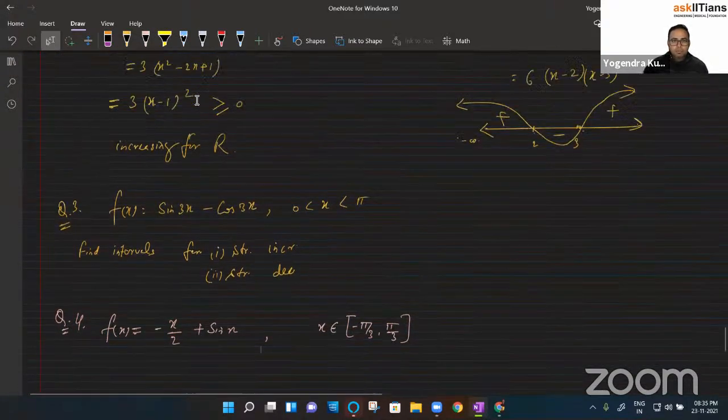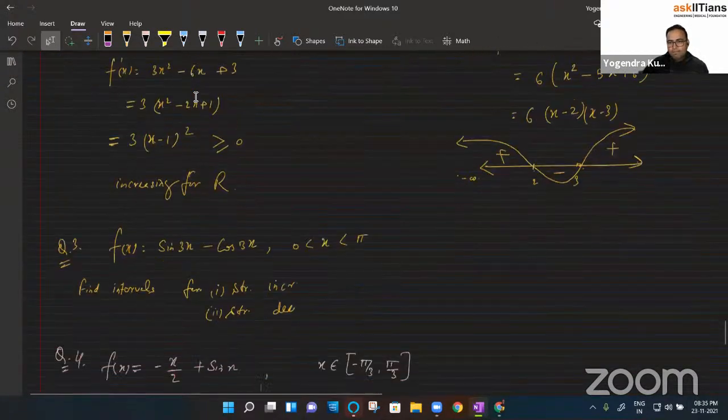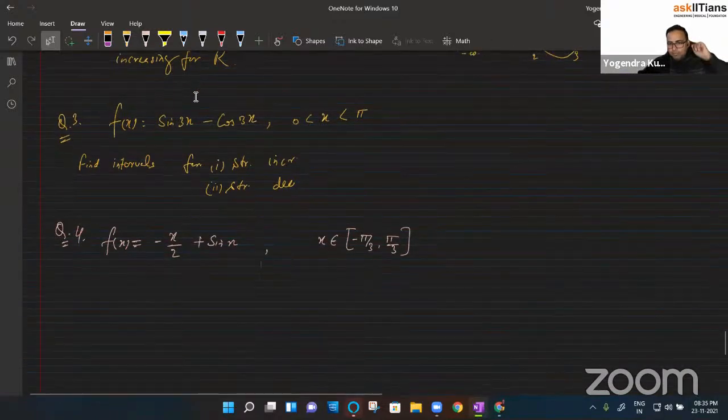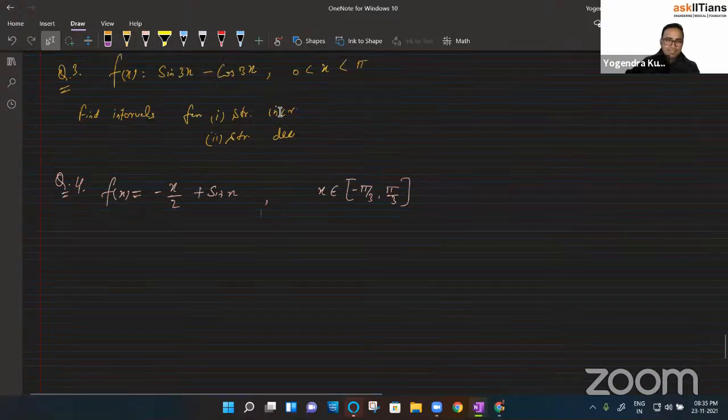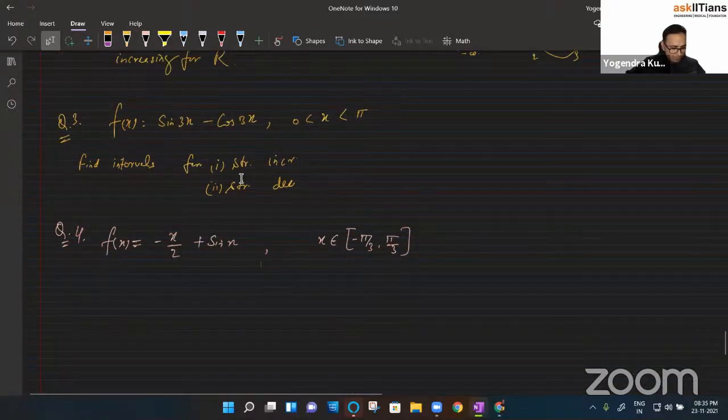Third question. It looks like everyone is thinking now, not doing the question. We need to do tangent, normal, maximum, minimum. Oh my God. Sir, I'm stuck. Why? What is the problem?